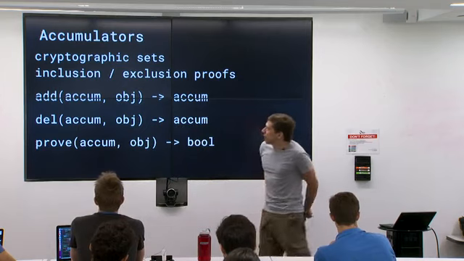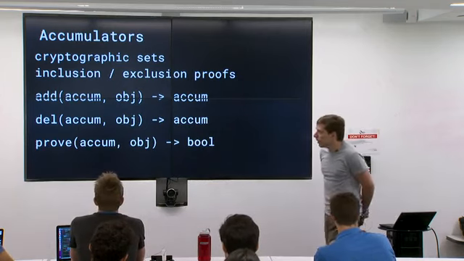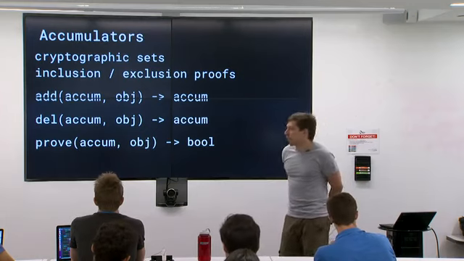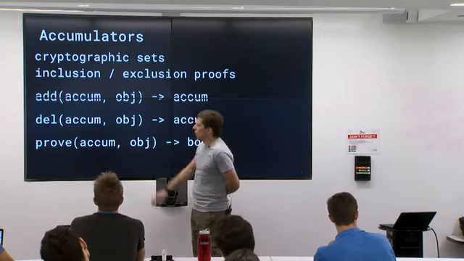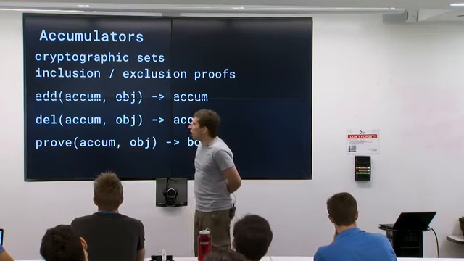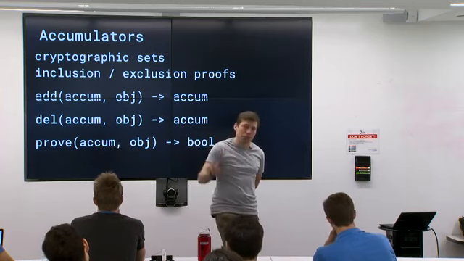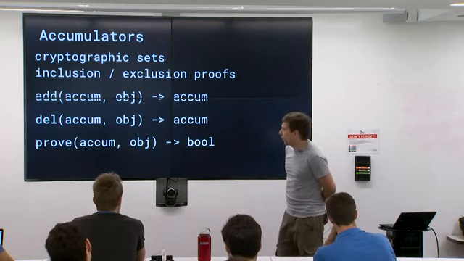So an accumulator is basically a cryptographic set. And there are some set operations that you can do and then provide proofs. The simplest would just be add and prove. But sometimes you can add, sometimes you can remove, sometimes you can prove something's in there, sometimes you can prove something's not in there. And if you can do all 4, that's even better.